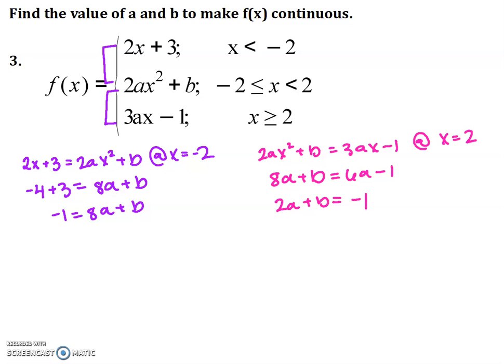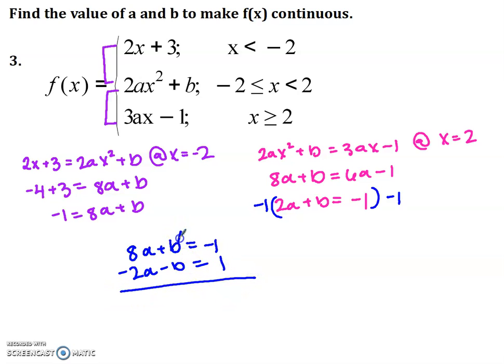It doesn't matter. So I'm going to just take this equation here. I'm going to rewrite it. I like to have the variables on the left side. So if this one is a positive B, I need this one to be a negative B, so I'm going to multiply through by -1. So that'll give me -2A minus B equals 1. Then the B's will cancel out.